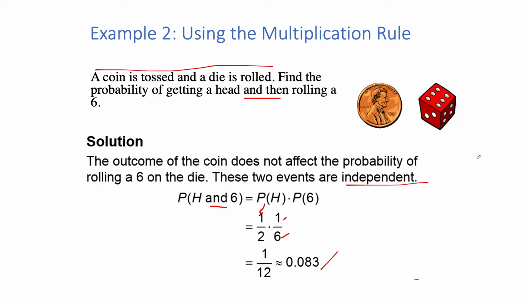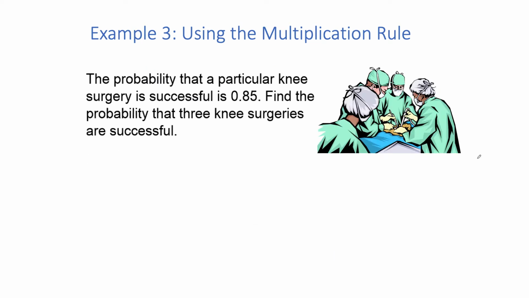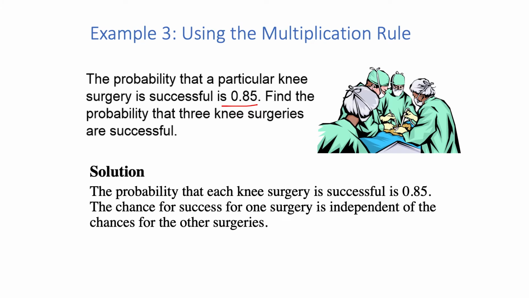All right, so let's take a more interesting example. Again, we're going to try and use the multiplication rule. The probability that a particular knee surgery is successful is 0.85. They've collected some data and found that about 85% of knee surgeries are successful. We want to find the probability that three knee surgeries are successful. So it's basically asking, what is the probability that the first surgery is successful and the second surgery is successful and the third surgery is successful?